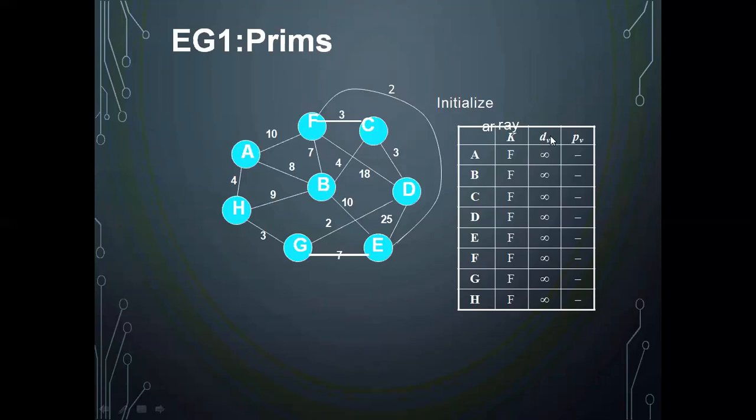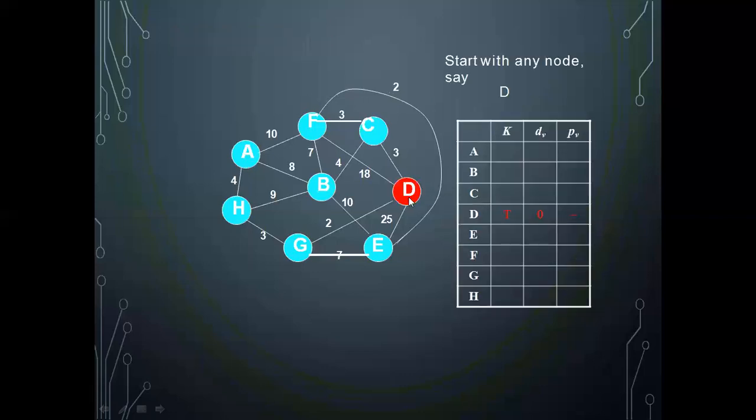dv is representing the distance. So in the beginning, all the vertices are infinite distance away. That is the assumption. And pv is representing the parent vertex. That we'll get to know through the example. So I can start from any vertex. I am just starting with the D. I can start with any node, I am just saying it. I am starting with D.